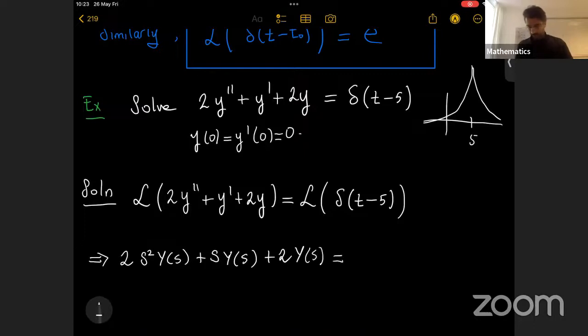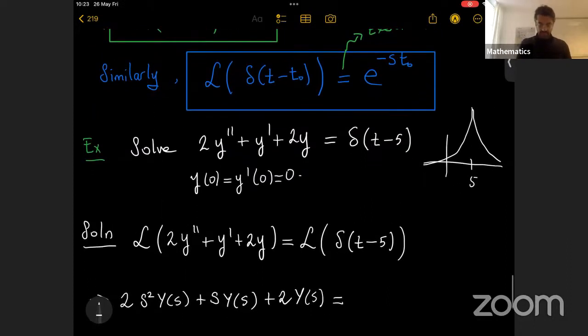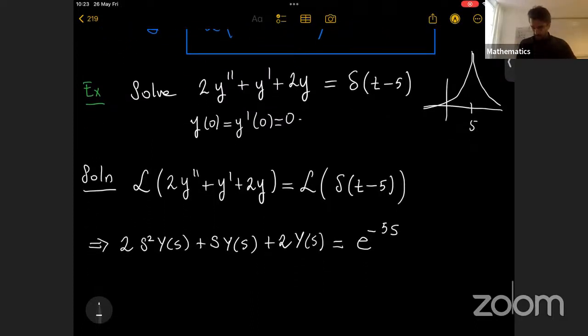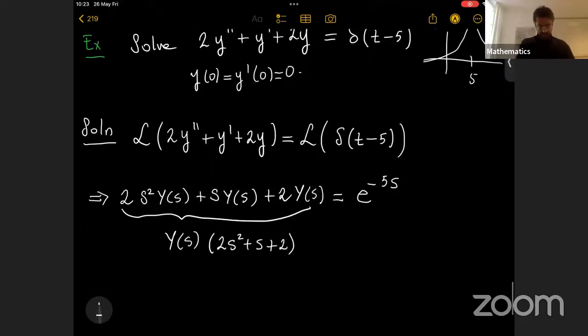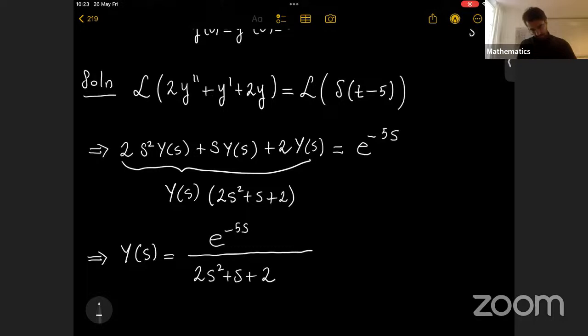On the right-hand side, we have the Laplace transform of the impulse function at 5. So it is e to the minus t0 s, where t0 is 5, so e to the minus 5s, right? Okay. If you take Y(s) out in parentheses, this will be 2s squared plus s plus 2. So from here, Y(s) will be e to the minus 5s over 2s squared plus s plus 2.